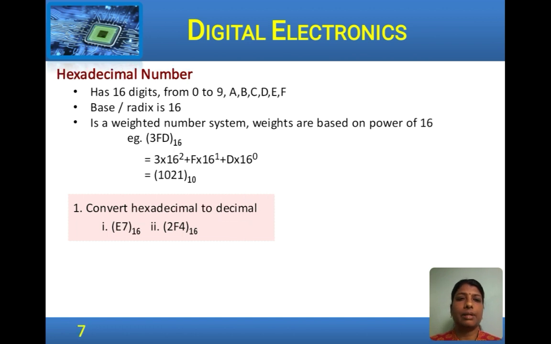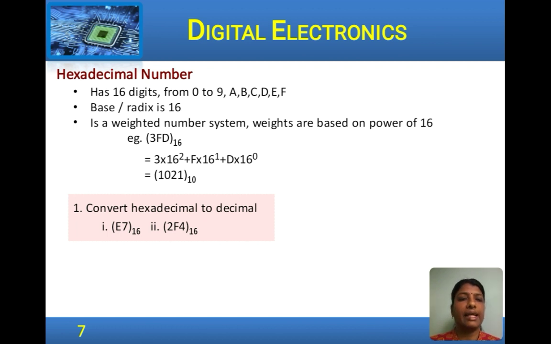Next, hexadecimal numbers. Hexa means 16. So it has 16 digits starting from 0 to 9 and then the alphabets from A to F are used. So a hexadecimal number has 16 digits represented from 0 to 9 and A to F. It is base 16 and it is also a weighted number system with weights being 16 to the power.